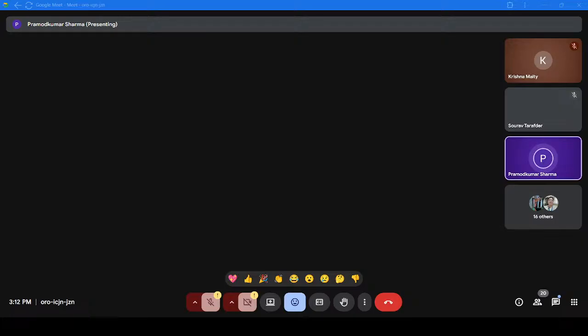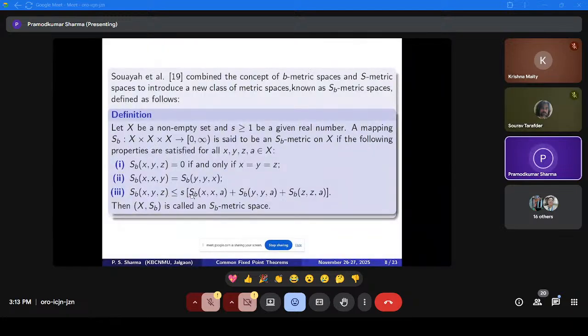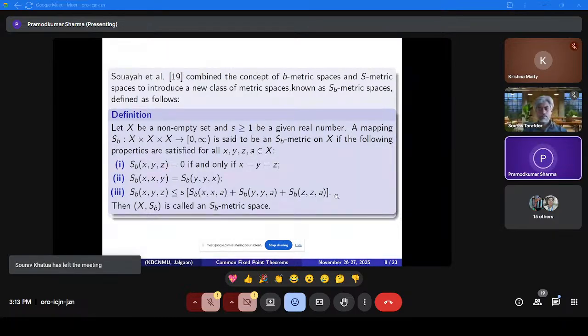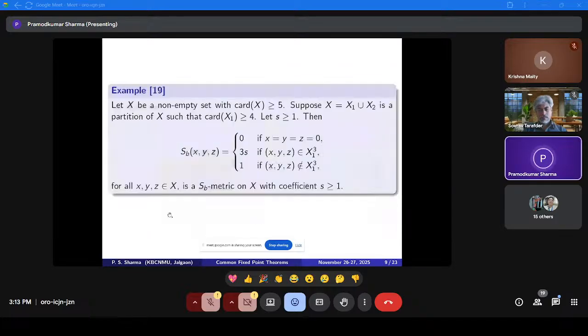First condition is SB(x, y, z) = 0 if and only if x = y = z. Second condition is SB(x, y, z) = SB(y, x, z). And third condition is SB(x, y, z) ≤ s times [SB(x, x, a) + SB(y, y, a) + SB(z, z, a)] for all x, y, z, a belonging to X. Then SB is called an SB-metric, and the pair (X, SB) is called an SB-metric space.